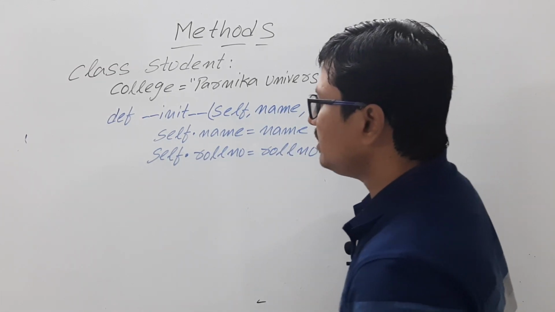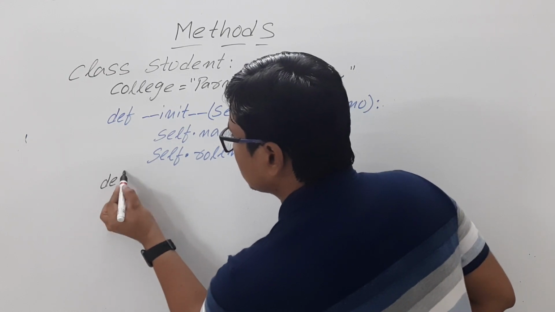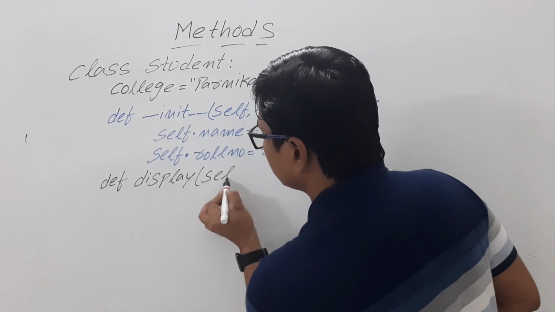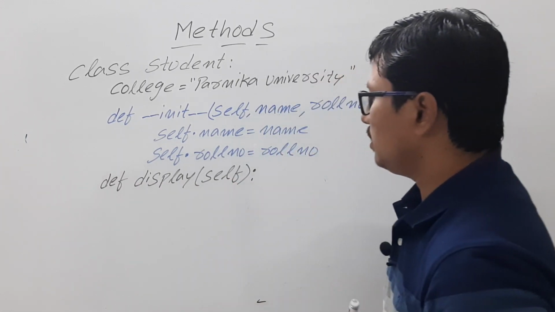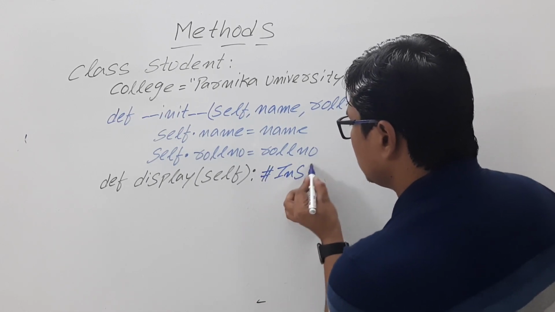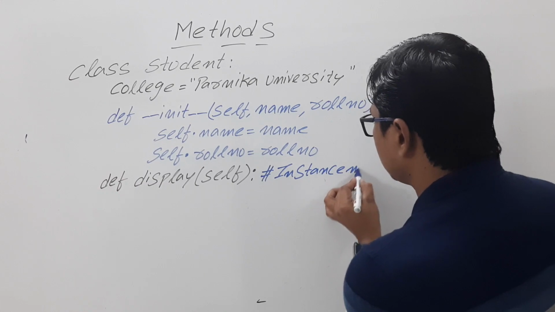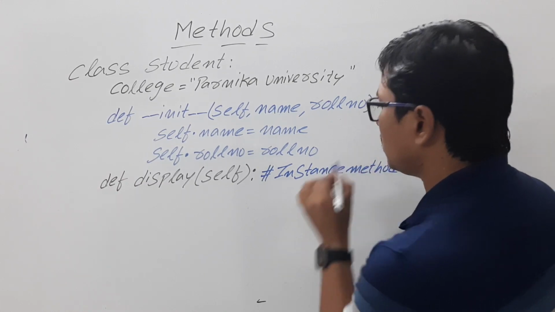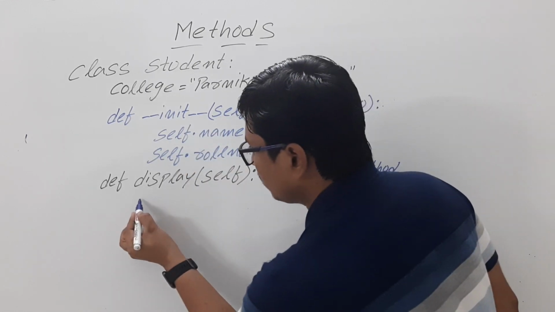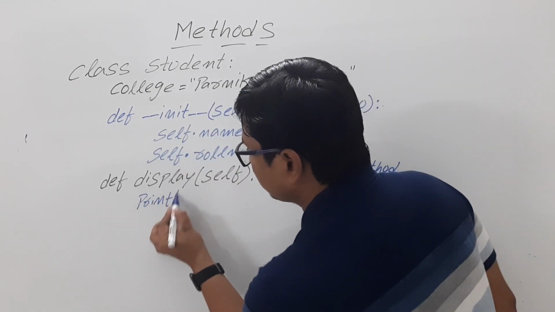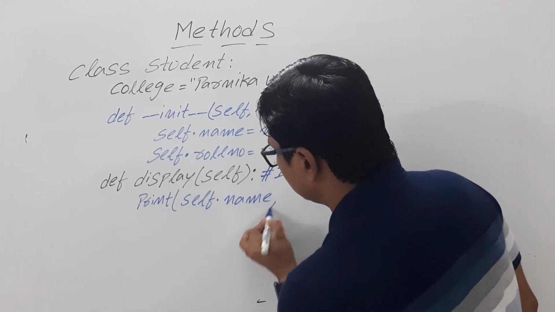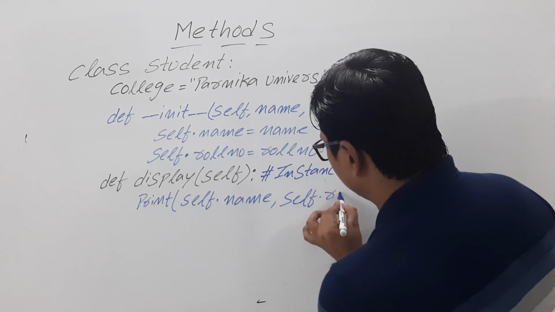Then I will define a method called display. So def display and I will pass a parameter called self. Okay, this method I will call it as an instance method. This method is an instance method. So you can access the instance variable. So the instance variables are name and roll number. So what I will do is that I will print them. Okay, self dot name comma self dot roll number.